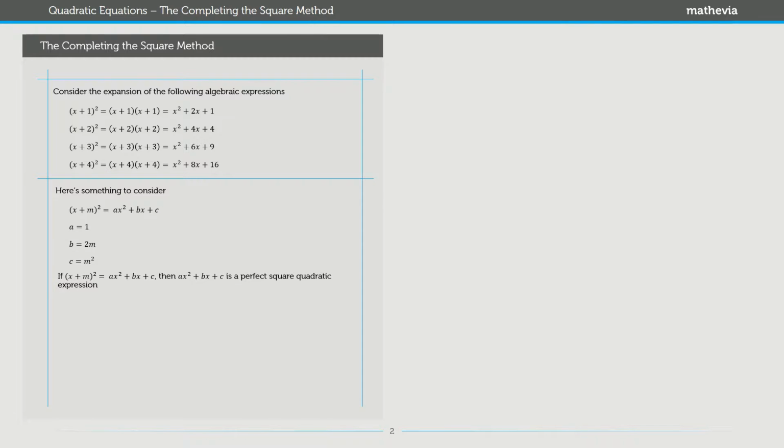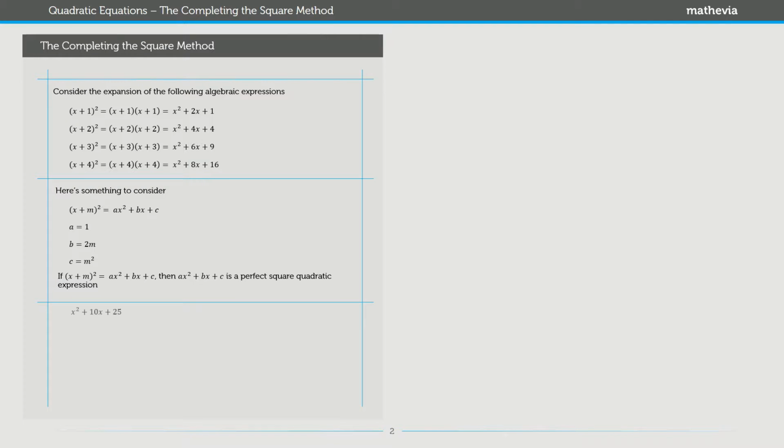If x plus m all squared equals ax squared plus bx plus c, then the resulting expression ax squared plus bx plus c is a perfect square quadratic expression, because you can actually find the square root of this quadratic expression. It's the square of something. It's a perfect square quadratic expression.